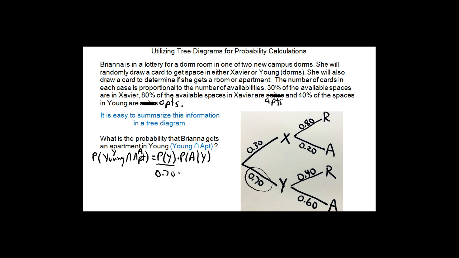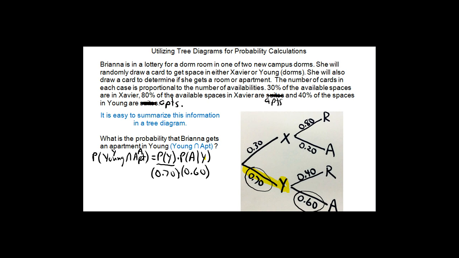Now, this is where the tree diagram just shines. If you already know that getting into Young has already happened, that means you've already traveled down this branch. So you're already standing right here. You're at Young. So then, what is the probability you get an apartment? Well, that's easy too once you see where you are. The probability that you get an apartment once you know that you're in Young is 0.60. So it's the product of these two numbers. Notice that the probability of getting an apartment given in Young is already on the branch. You're not calculating it, you're really just picking the number off the branch.